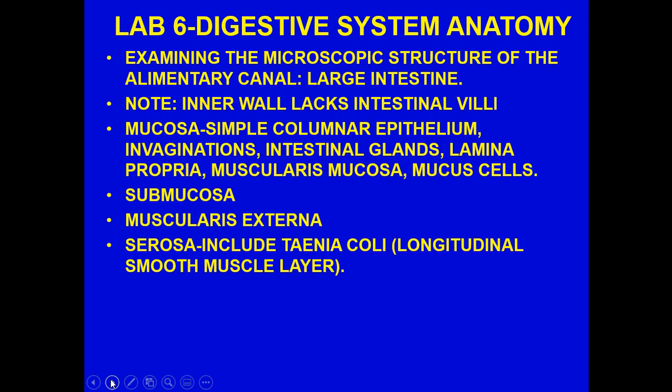When we examine the microscopic structure of the alimentary canal at the large intestine, you're going to notice some distinct differences. The inner wall will lack intestinal villi. The mucosa has simple columnar epithelium. It has some invaginations, intestinal glands, lamina propria, muscularis mucosa, and mucus cells. When we get to the submucosa, we go from there to the muscularis externa. We have a serosa that includes the taeniae coli. This is the longitudinal smooth muscle layer.